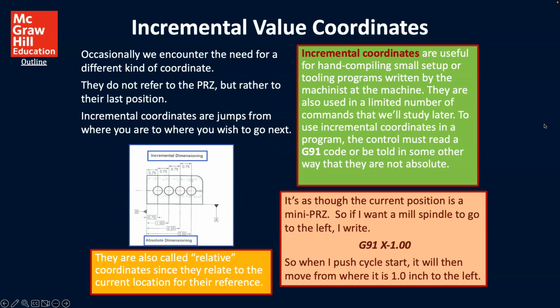To use incremental coordinates in a program, the control must read a G91 code or be told in some other way that they are not absolute. So now you're starting to get a little bit of an idea of the kind of syntax we'll be using for CNC programming. So here you would see G91, relative position, X minus 1.00.